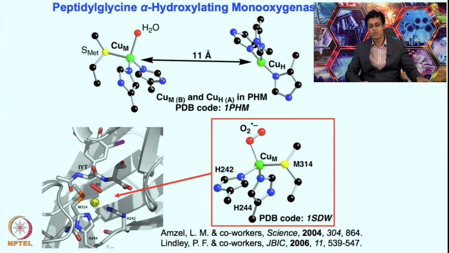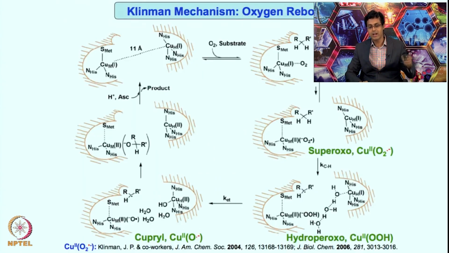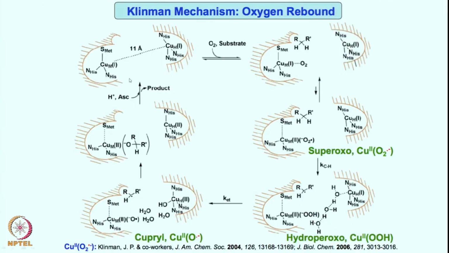Okay. Let us look at that mechanism that we have tried to look at earlier. So, this is the 2 copper centers separated by 11 angstrom, no oxygen activity happens here. This is the site where oxygen activation occurs, oxygen binds, substrate binds, electron transfer occurs. So, copper superoxo species is formed, and superoxo abstracts a hydrogen atom from the substrate, saying that this is the active species.